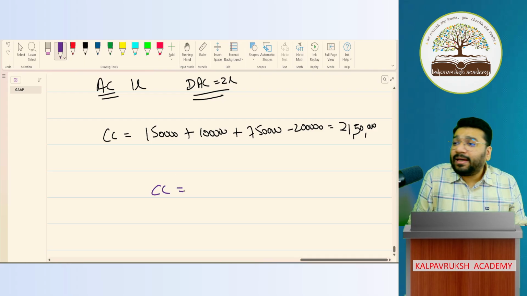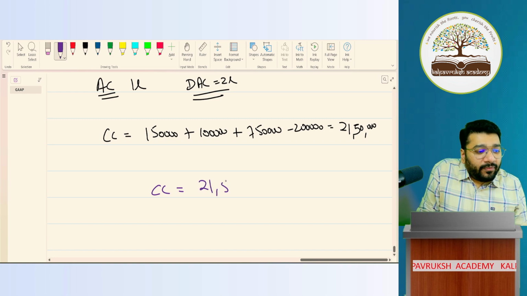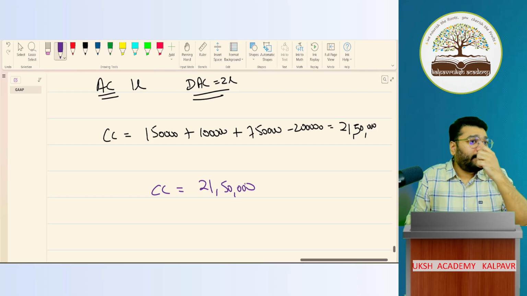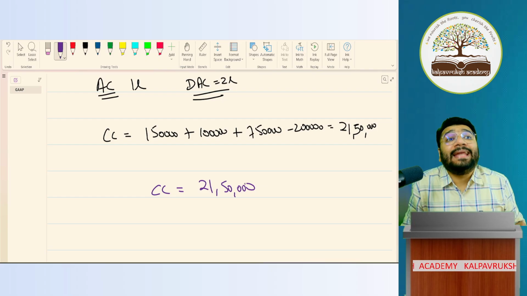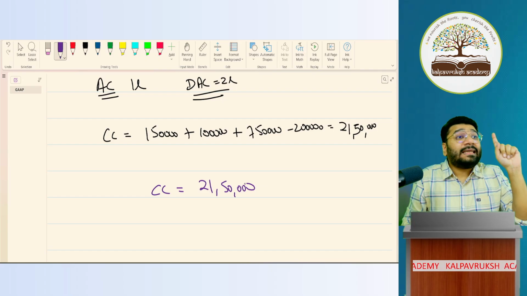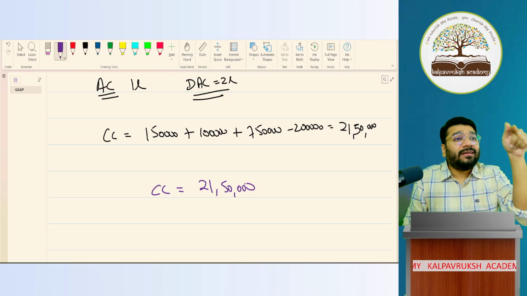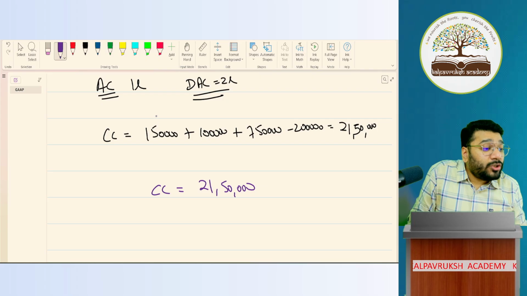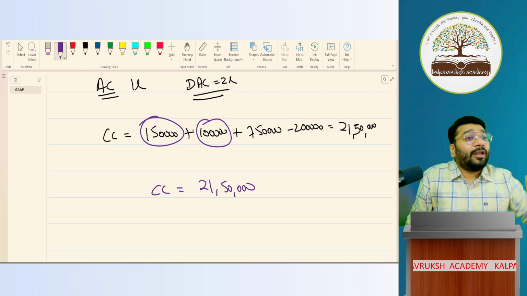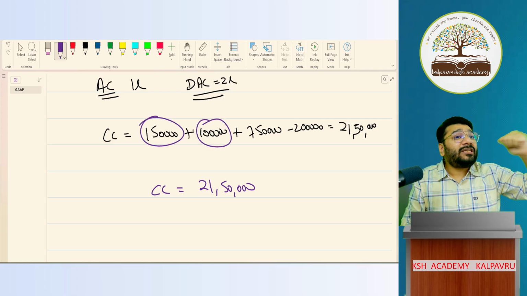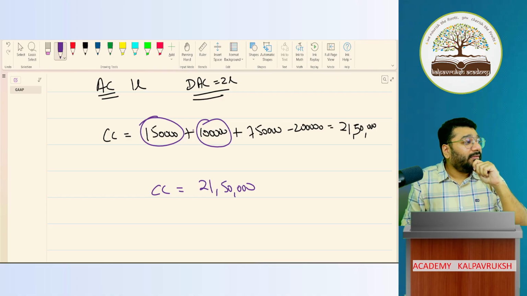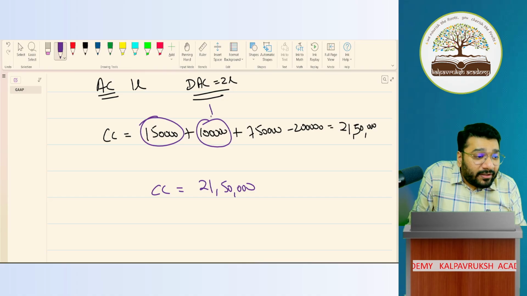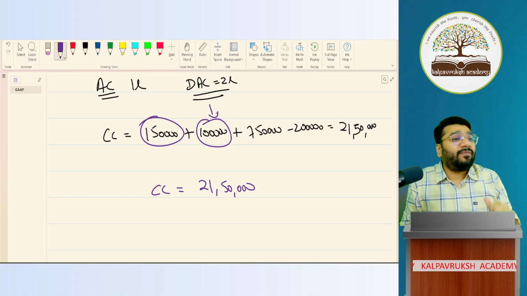What is the closing capital currently in my pocket? 21 lakh 50,000. What is the capital that I want to maintain? This is where you're wrong. The capital that you have to maintain is not just opening capital. You have to maintain also additional capital, the additional capital in the business done in the current year. You understood that without this additional capital, I cannot survive.